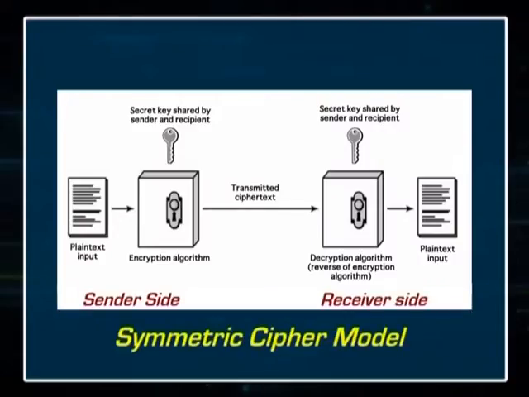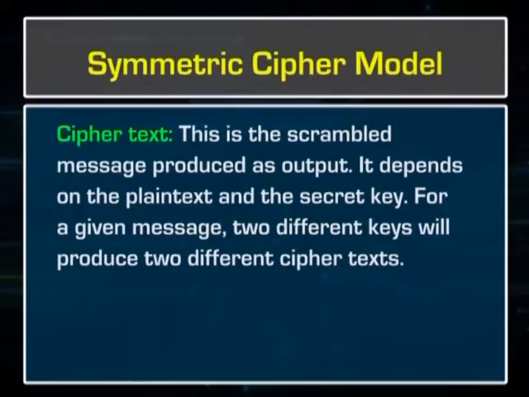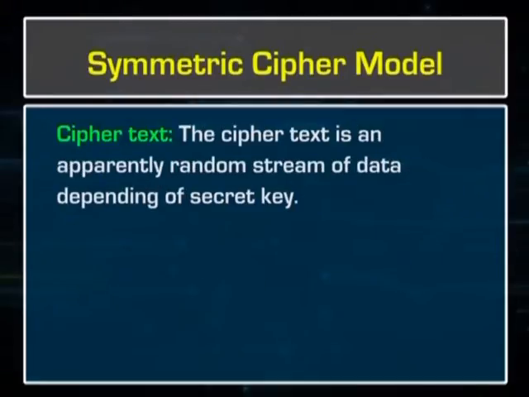Fourth component is ciphertext. This is the scrambled message produced as output. It depends on the plain text and the secret key. For a given message, two different keys will produce two different ciphertexts. That ciphertext is an apparently random stream of data depending on the secret key.